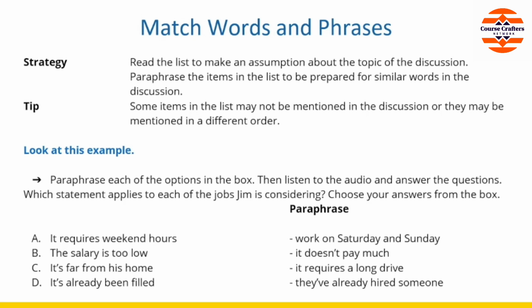So here we have an example from A through D, and you have a paraphrase on the side. For example, in our A, it states the following: it requires weekend hours. So you might hear something like work on Saturdays and Sundays. For B, the salary is too low, and instead you might hear, it doesn't pay much. C, is far from his home, it requires a long drive. And D, it's already been filled, they've already hired someone.